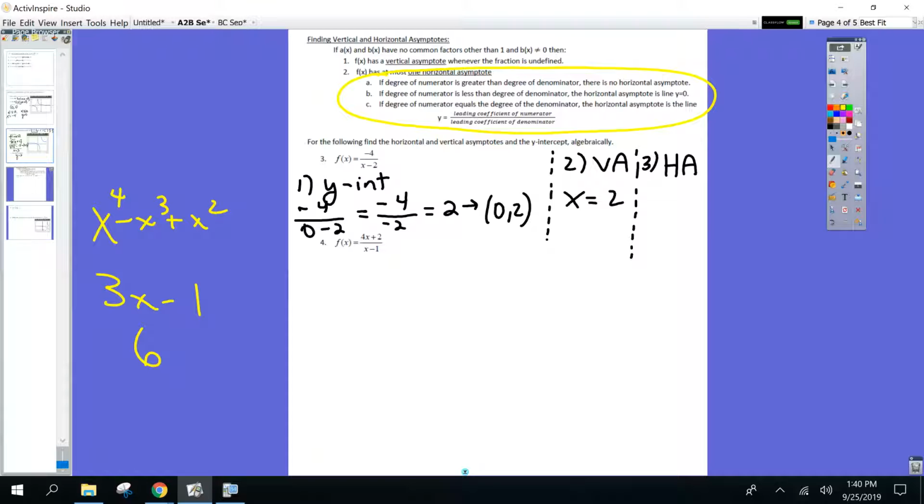What's the degree on top? 0. And what's the degree on the bottom? 1. So the denominator has the bigger degree. So now you look at your scenarios. Degree of the numerator is greater than the degree of the denominator. Did we have that? Nope. Did we have numerator is less than degree of the denominator? Yes, we did have that, right? 0 and 1. So what do we say our horizontal asymptote is? Y equals 0.